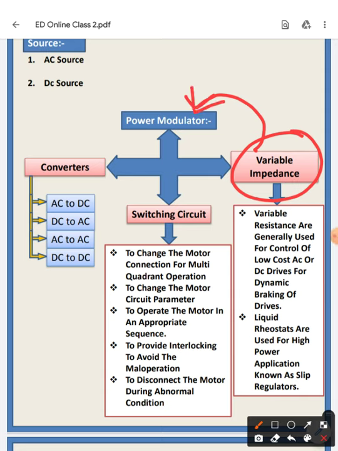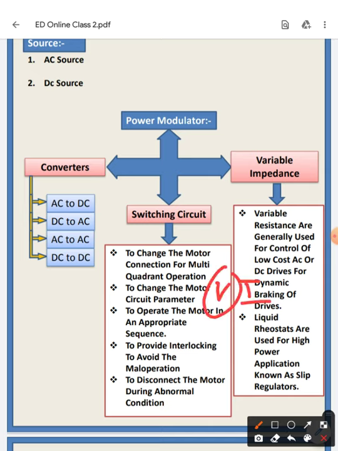Now the next one is the switching circuits. What is the function of switching circuits? To change the motor connection for multi-quadrant operation. What is multi-quadrant operation? We will discuss that in the next two to three classes. Next, to change the motor circuit parameters, that means voltage and current. Whenever the voltage, current, or power needs to change, we have to go for various circuit arrangements, so a switching circuit is needed.